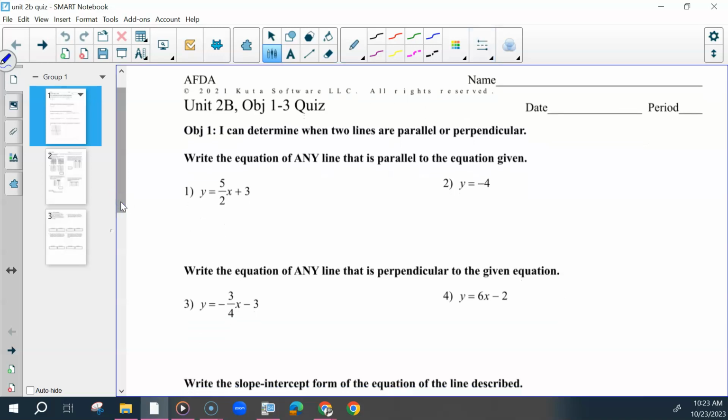Most of us did fine with number 1 through 4. Write an equation that is parallel to the equation given. So for number 1, the slope needs to be the same.